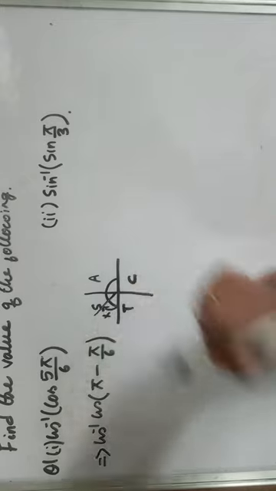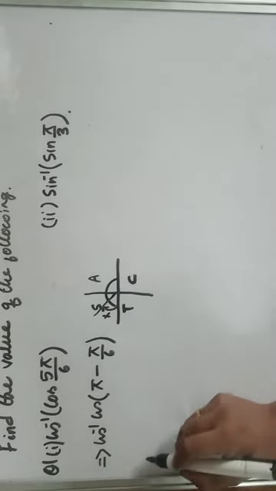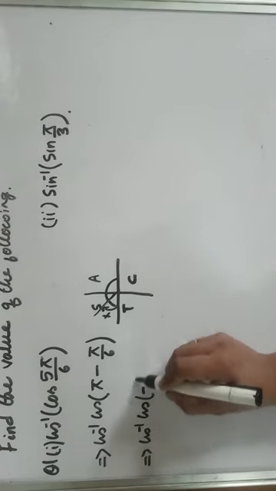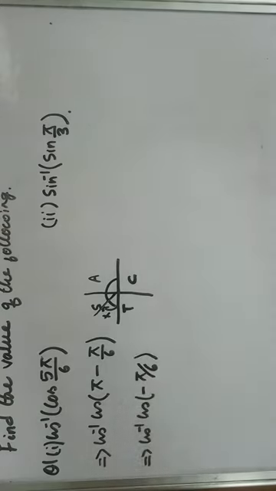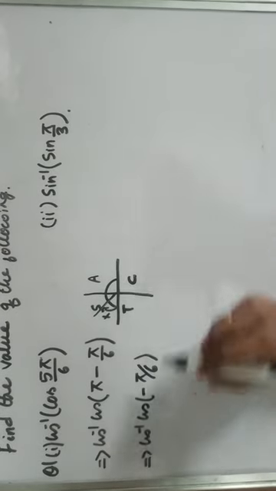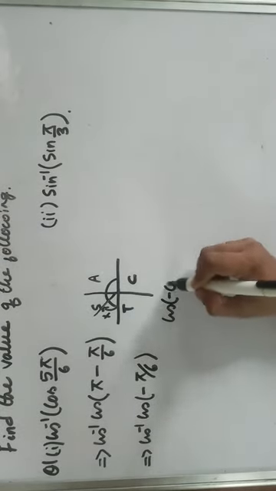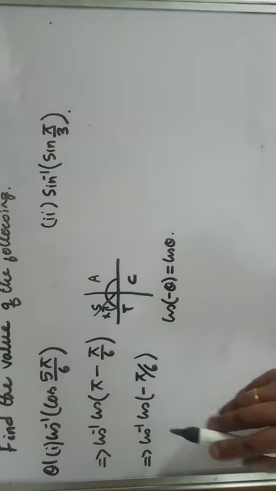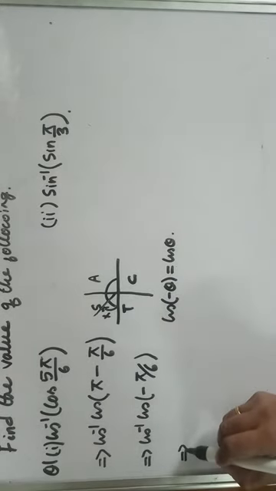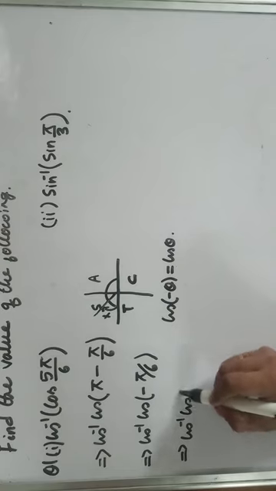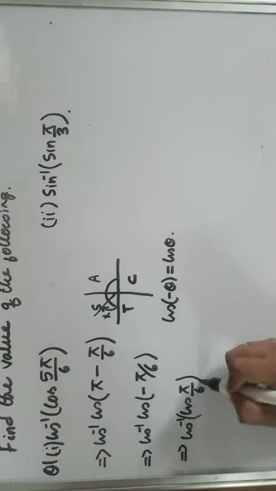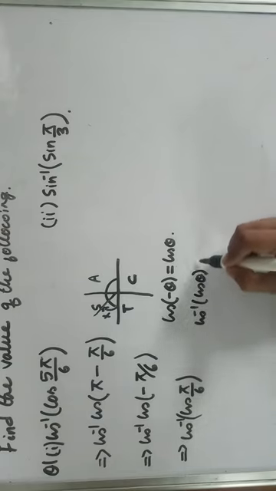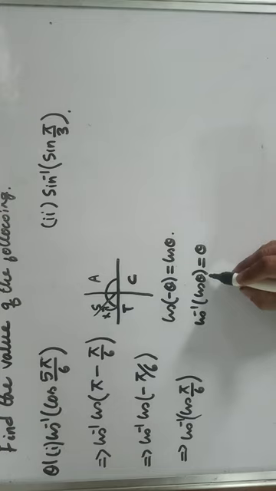Now see, pi minus pi by 6 lies in the second quadrant, and in the second quadrant cos is negative, so we can write cos of minus pi by 6. And one more property: cos always neutralizes the negative sign of the angle. Cos of minus theta is cos theta. This property is applicable in case of cos and sec. So cos of minus pi by 6 we can write as cos inverse of cos pi by 6. Next is the property: cos inverse of cos theta is equal to theta. This is the property of inverse trigonometry.